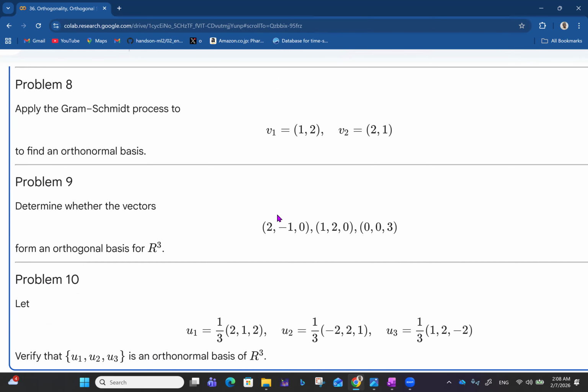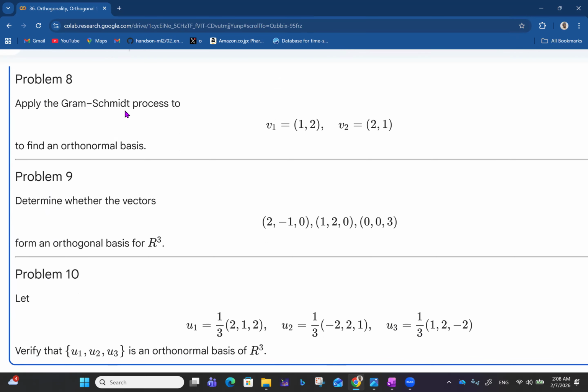Then you have 8, 9, 10 finally. Apply the Gram-Schmidt process to this. So first of all, you say u1 is equal to v1. Then you now get u2 to be v2 minus all that. So you use the formula. Determine whether the vectors form an orthogonal basis for R3.